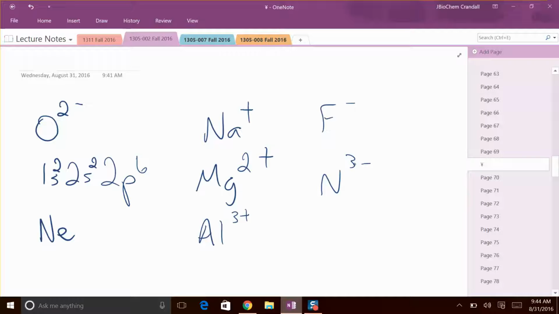So if I say, who's isoelectric with O2 minus, and neon's not on the list, what should you be looking for? One of these guys, right? N3 minus is isoelectric with O2 minus. So that could be an answer to that question. So make sure you don't think, oh, it's just neon that it's isoelectric with. No, it's isoelectric with all of those. They all have this electron configuration, all of them. So that's what it means to be isoelectric.